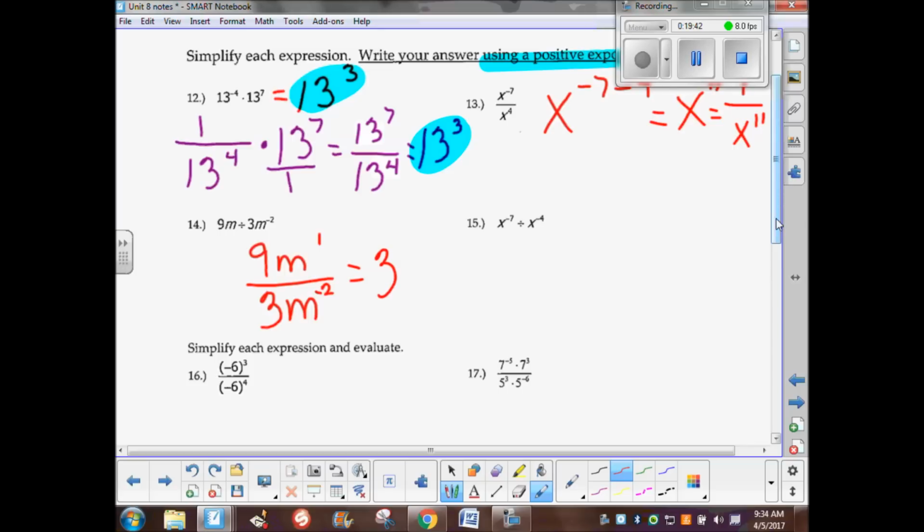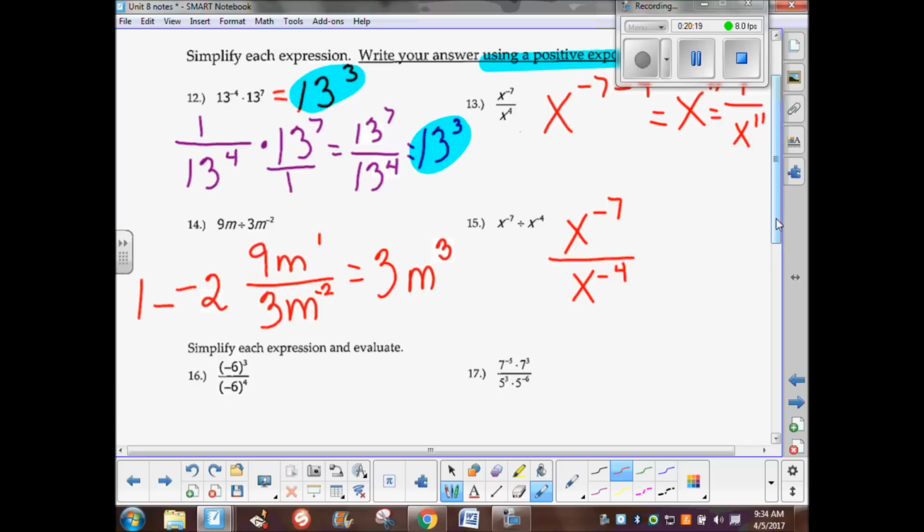We've got like bases, m's. When we divide and we have like bases, what do we do with the exponents? Subtract. So what's my first exponent? 1. And what's my second exponent? So I've got to subtract 1 minus a -2. So what is 1 minus a minus 2? Okay, good with that?